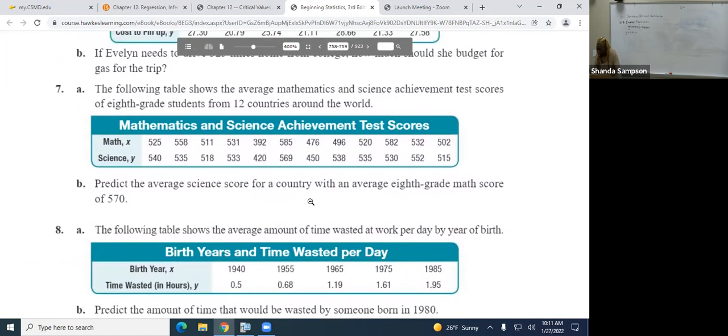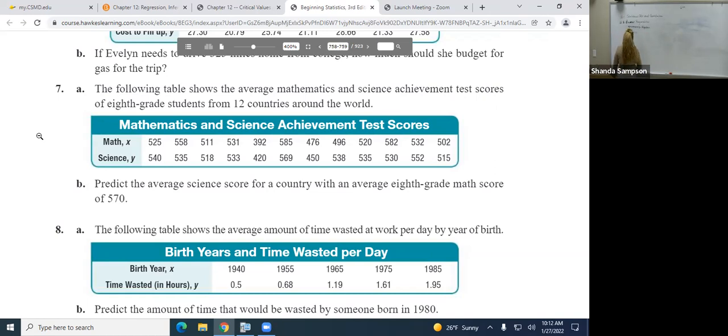Okay, so let's take a look at this. The following table shows the average mathematics and science achievement test scores of 8th grade students from 12 countries around the world. We don't know which countries, and it's not really important. Their math and science achievement scores, let's say on an SAT. So this is the information we have, and we're going to start by going through everything for this.